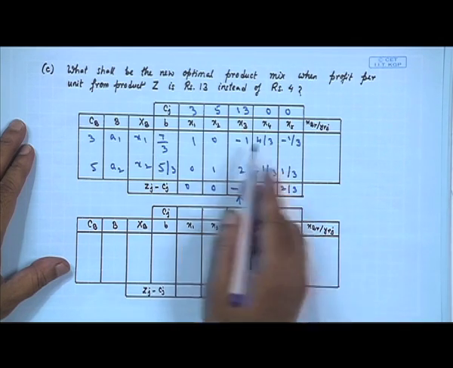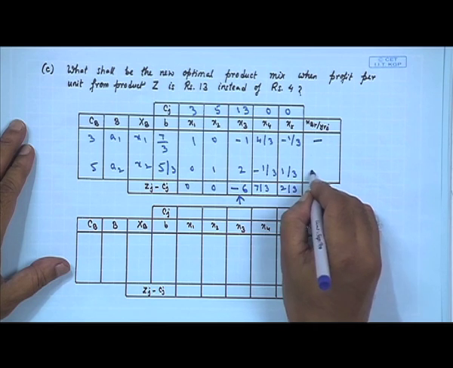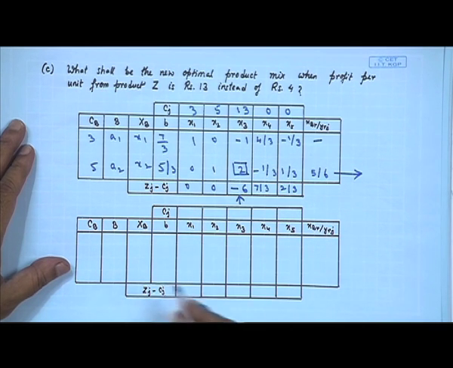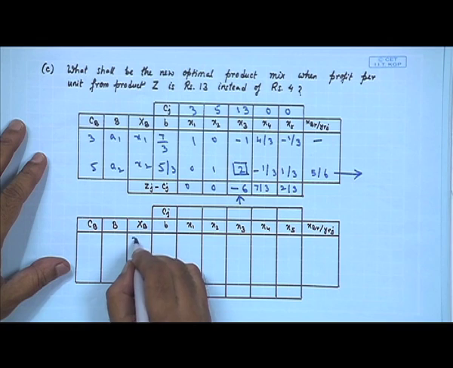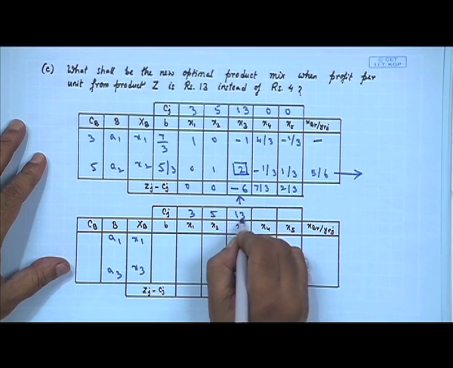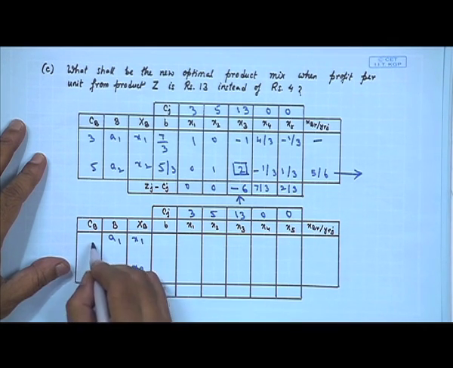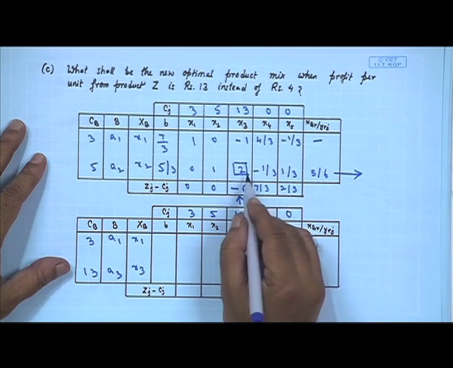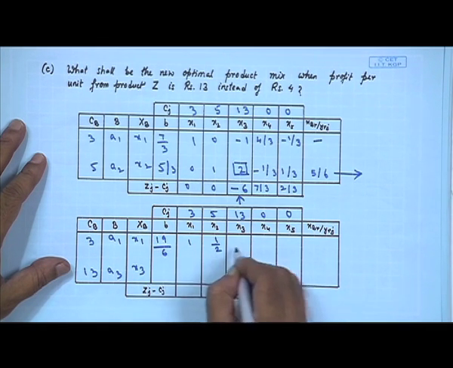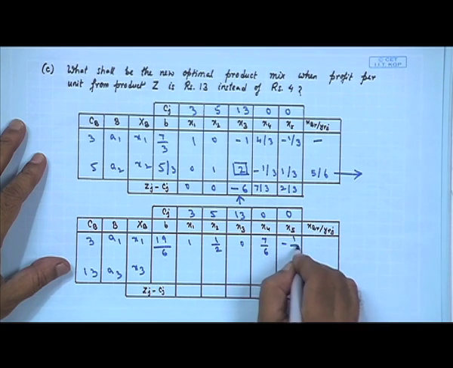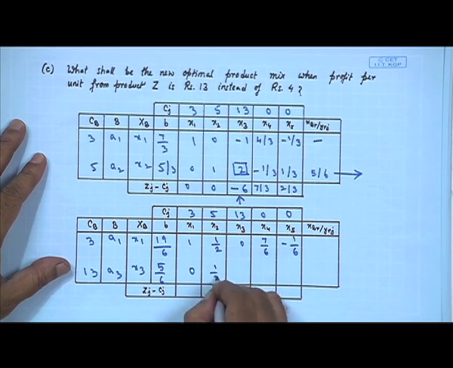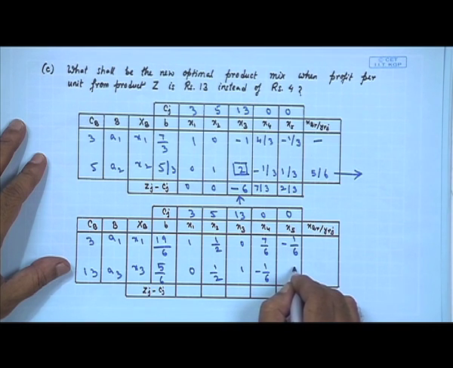Now calculate the ratio. This is negative, we will not calculate; this will be 5 by 6. So, the outgoing vector is a2. Therefore, this is the pivot element. Now x2 will be replaced by x3. So, x1, x3 with CB 3, 13. So, here it will come 3 and 13. Again I am writing this, I have to make this 1 and this 0. So, this will be 19 by 6, 1 half, 0, 7 by 6 and minus 1 by 6. This will be 5 by 6, 0, half, 1, minus 1 by 6 and 1 by 6.